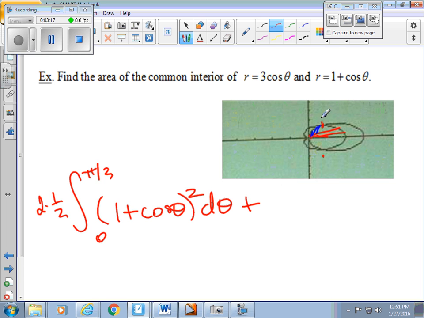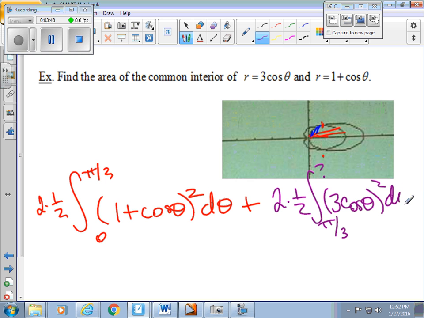Plus, I could do the area of the circle, kind of that blue area there, which is on the circle. And because I'm doing sections, I could get away with that. Again, I'm going to use symmetry in my favor. 2 times 1/2. The integral from pi over 3, question mark. We'll talk about that in a second. Of the circle, 3 cosine theta squared d theta. I know I want to go to here. This was a calculator question, right?